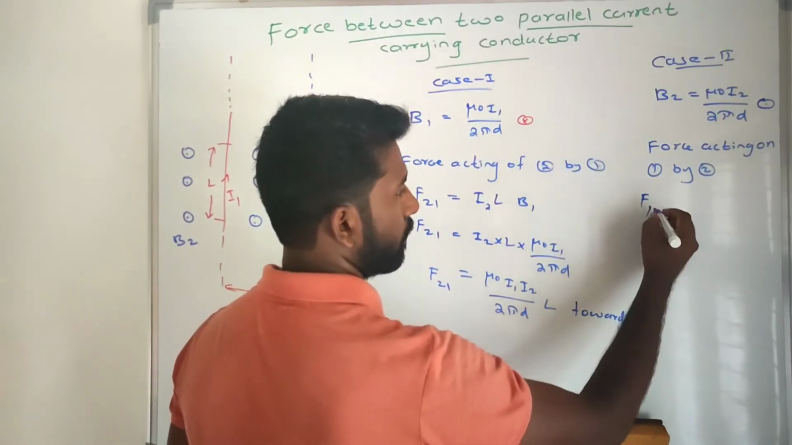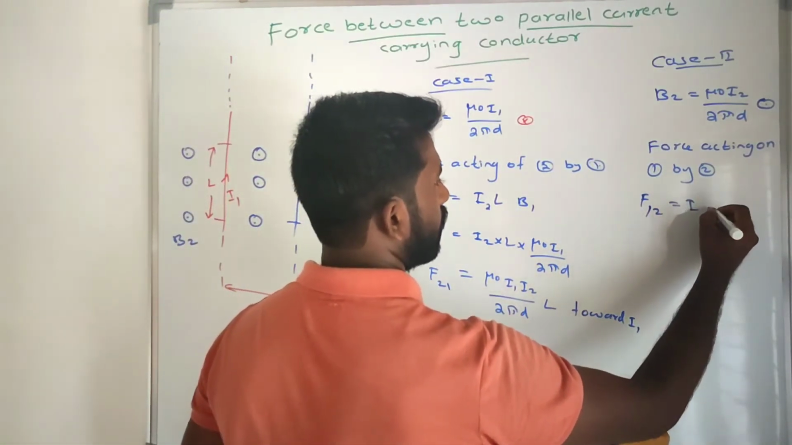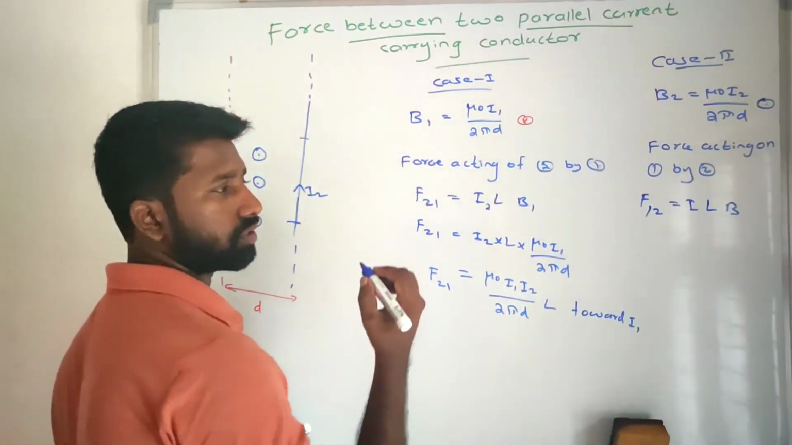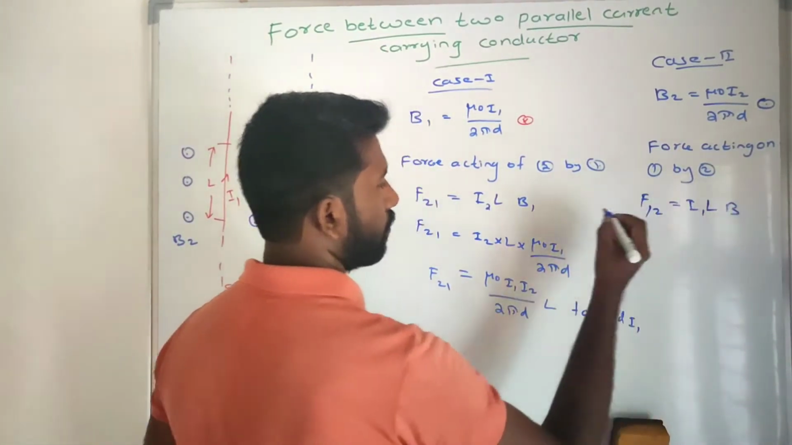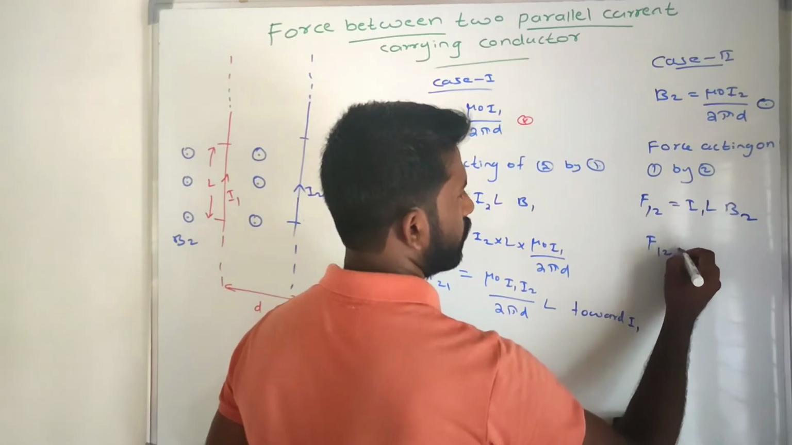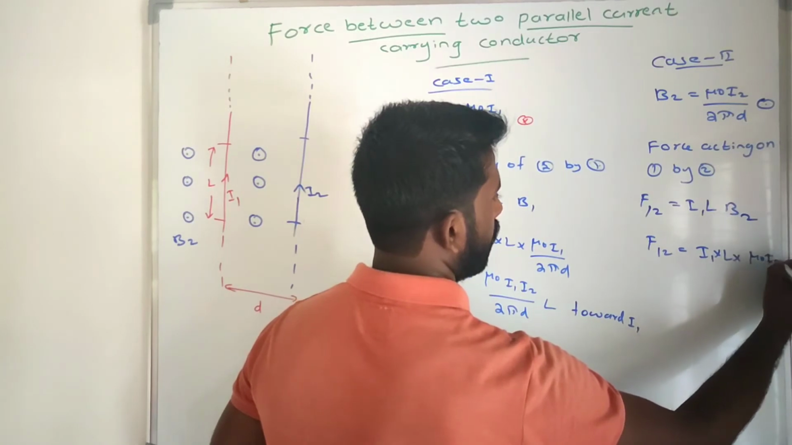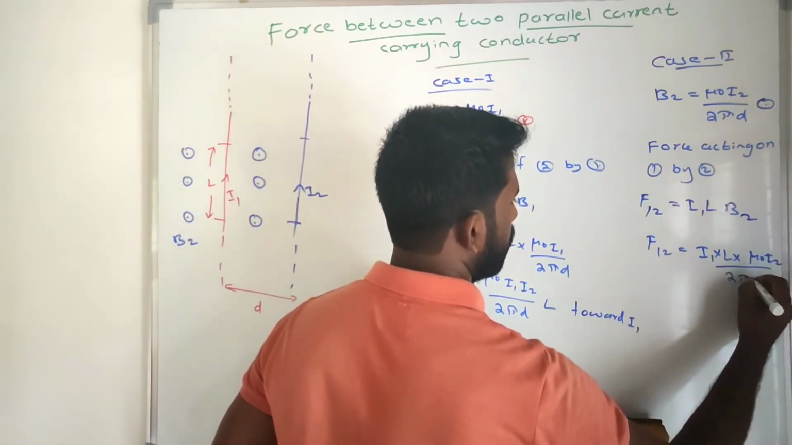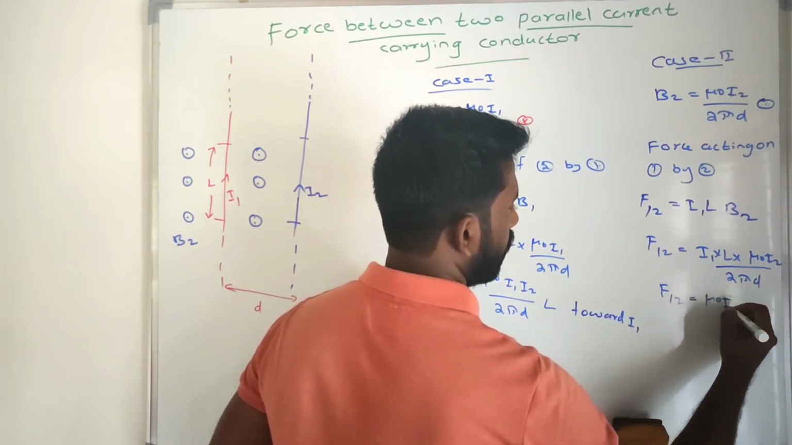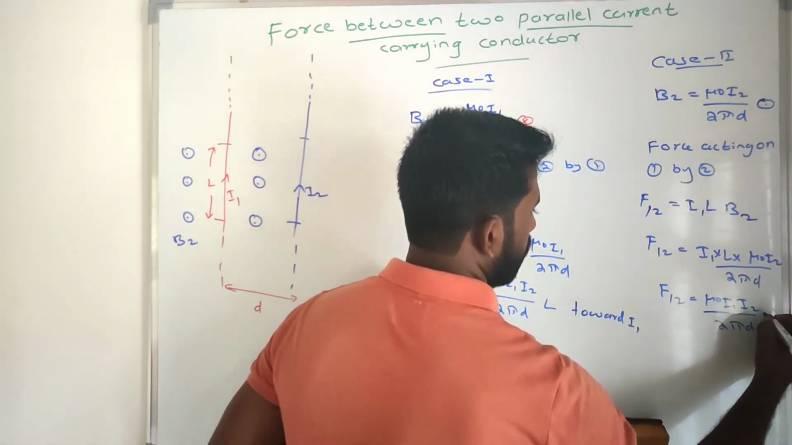So we will write it as F12. That is equal to ILB. Here, the force is acting on the first conductor, so I1, and the magnetic field is produced by the second conductor, so that is B2. What about F12? That is equal to I1 into L into B2, whose value is mu 0 I2 divided by 2 pi d. So what you will get here? F12 is equal to mu 0 I1 I2 divided by 2 pi d into L.